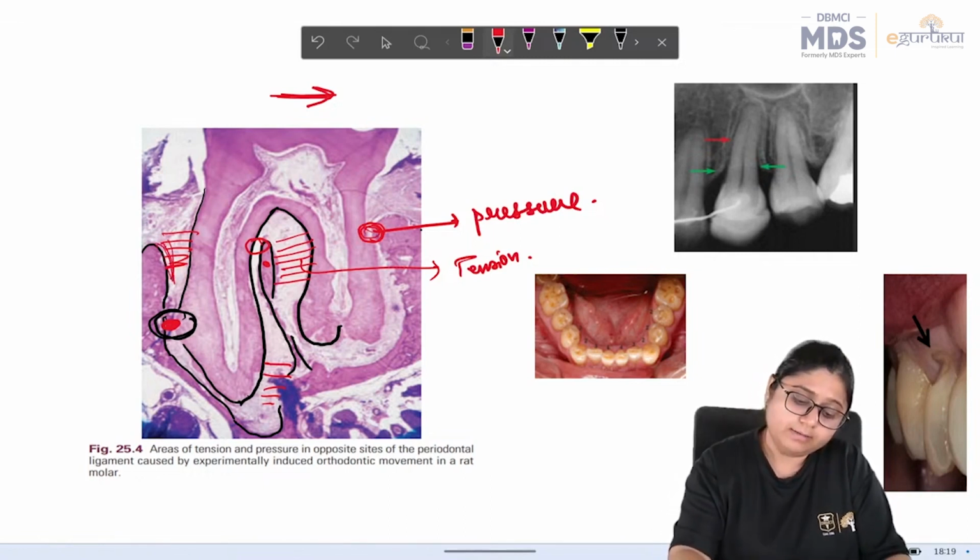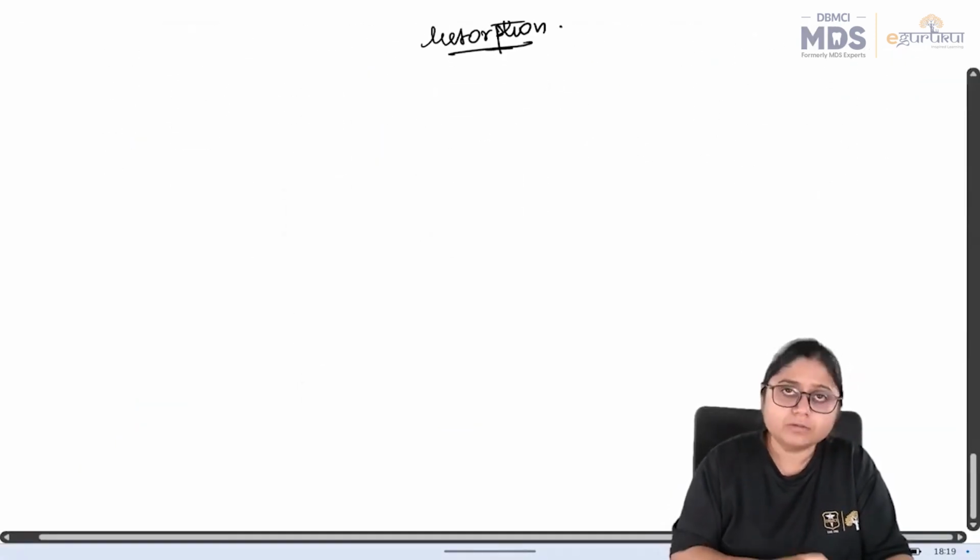Clear? If you have any doubt, post it in the group, we'll discuss it.